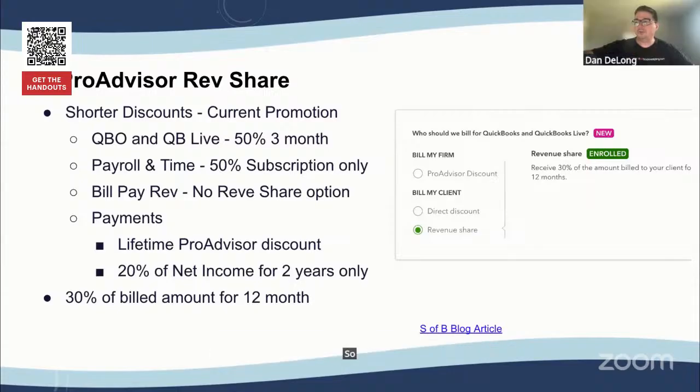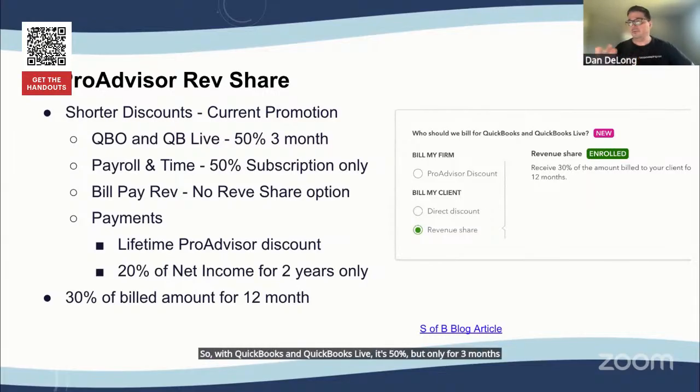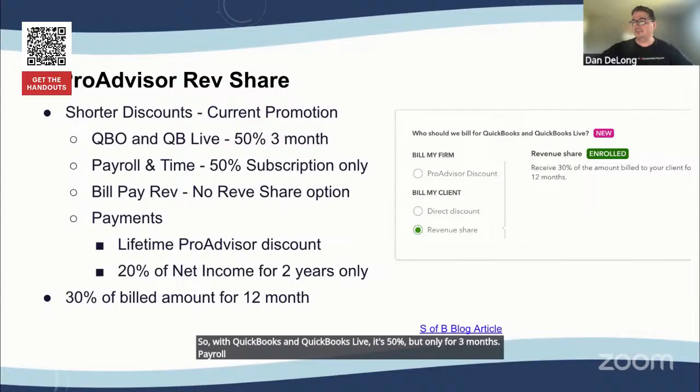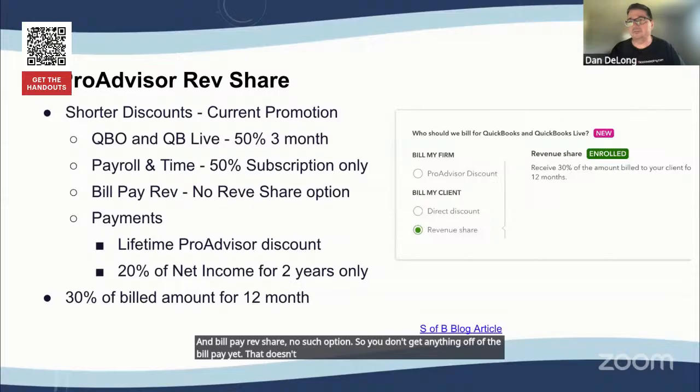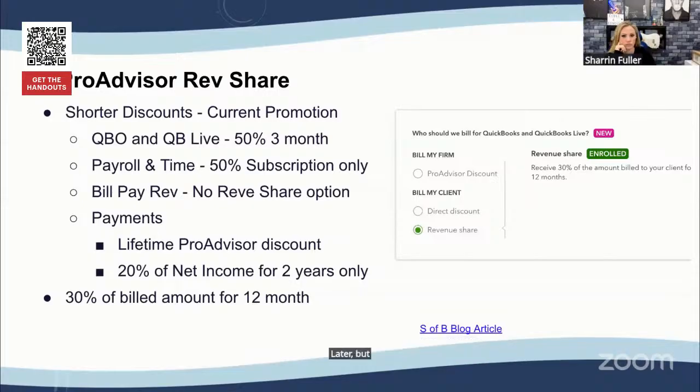So with QuickBooks and QuickBooks Live, it's 50%, but only for 3 months. Payroll and QB Time is 50% only on the subscription. You don't get a discount on the per employee charge, and bill pay rev share, no such option. So you don't get anything off of the bill pay yet. That doesn't mean that you wouldn't later, but as it is today.